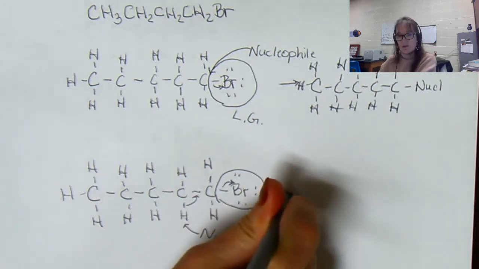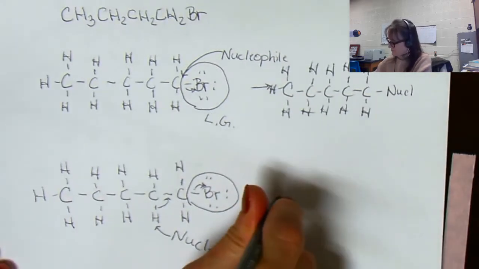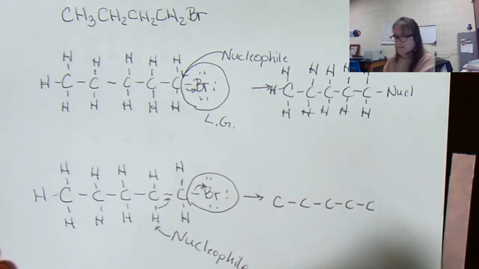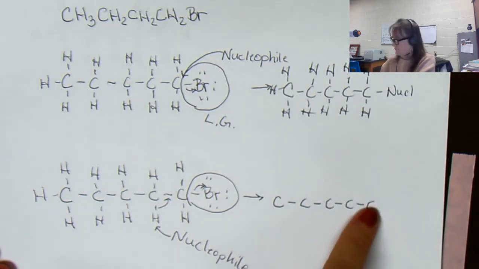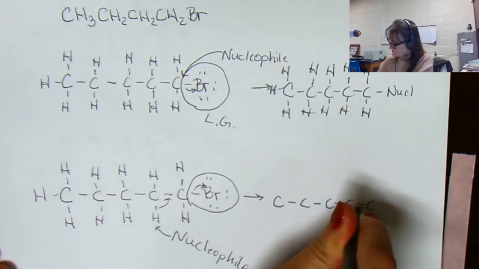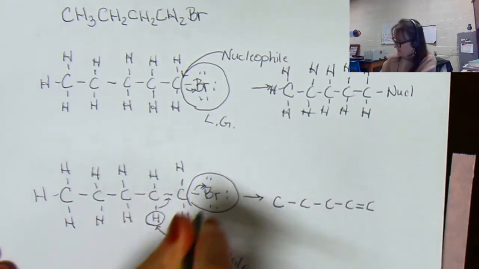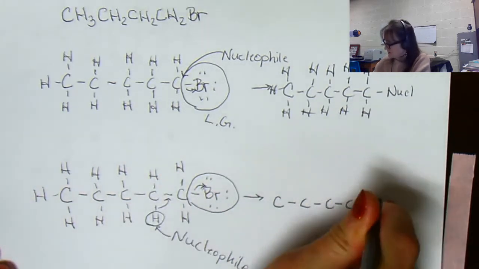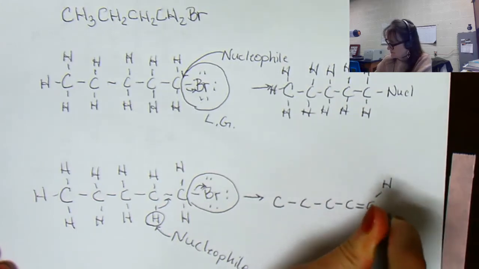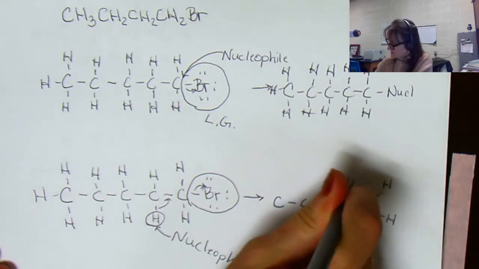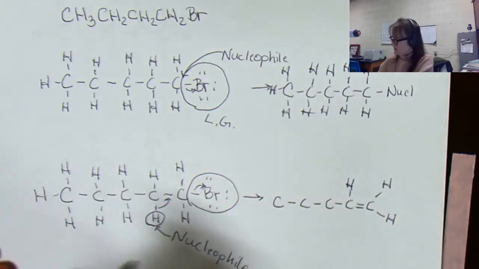And so you will end up, everything is the same, except the leaving group is gone, and this pair of electrons between carbons 1 and 2, there is now a double bond. This hydrogen is gone, and this bromine is gone, and so the end carbon still has 2 hydrogens. The second carbon has 1 hydrogen, and then the rest of the carbons still have all their hydrogens.